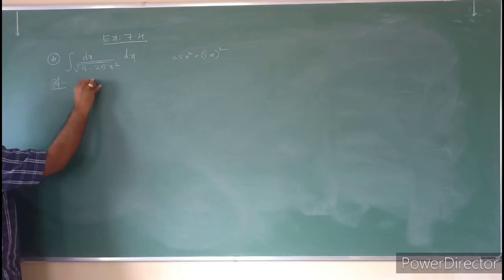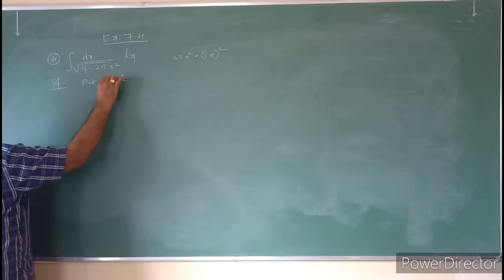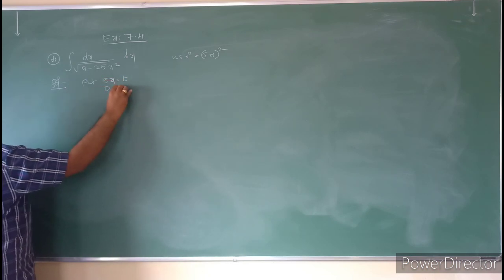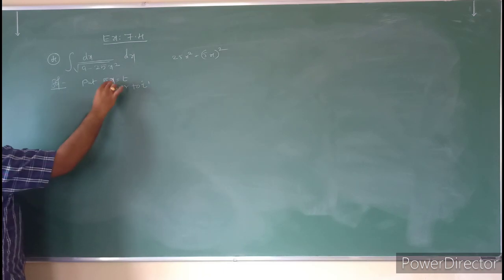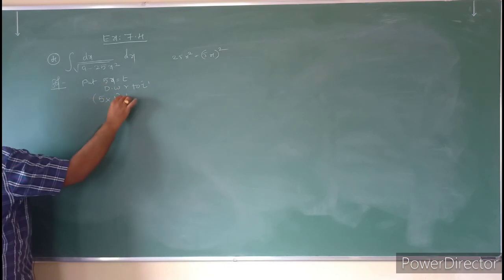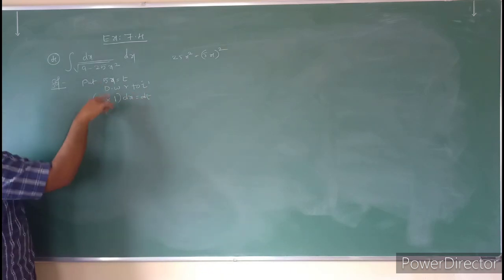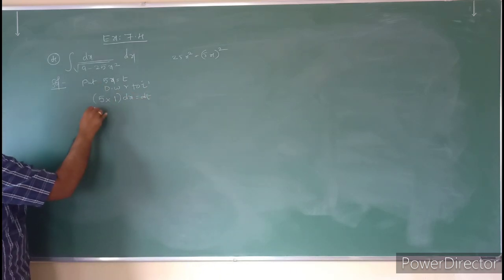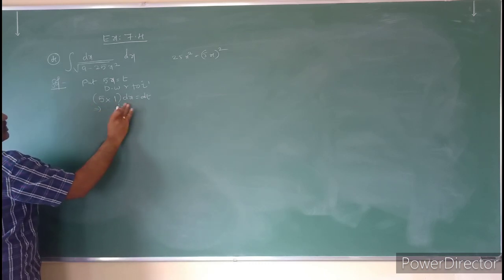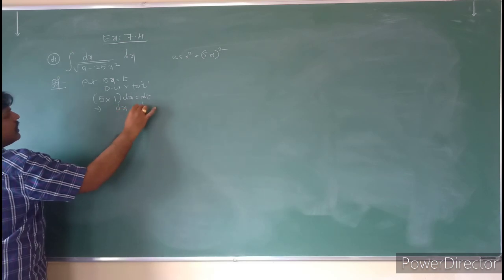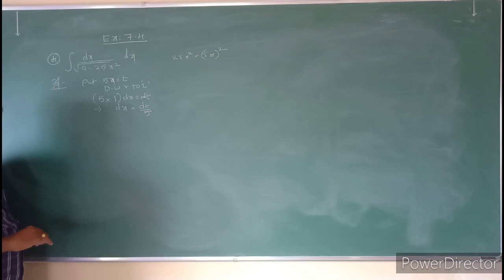So first what I will take is 5x is equal to t. Differentiate with respect to t: 5 into x derivative is 1 into dx is equal to dt. That implies dx is equal to dt by 5.